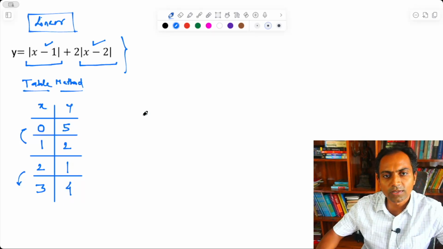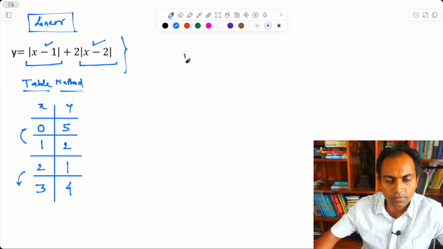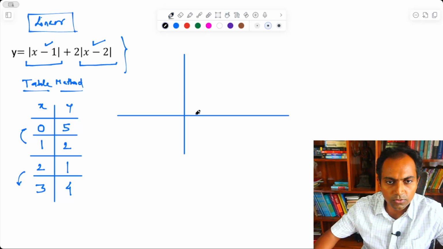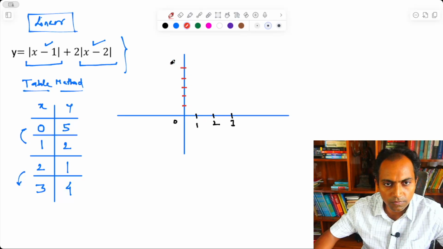Now once you have got these points, we are going to draw the graph. So what we can do is, we can draw our x and y axis and start plotting these values. The important values are 0, 1, 2, 3. These are the important values. So now here, corresponding to 0, the value that we got was nothing but 5. So 1, 2, 3, 4, 5.